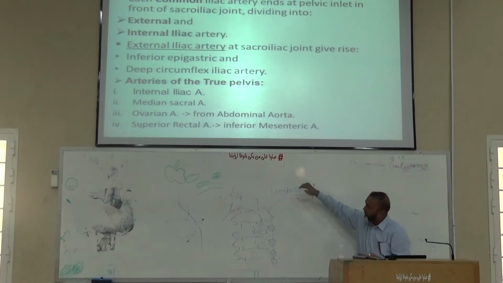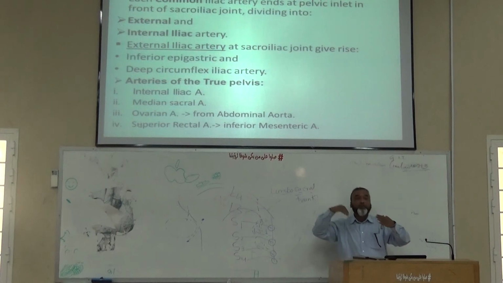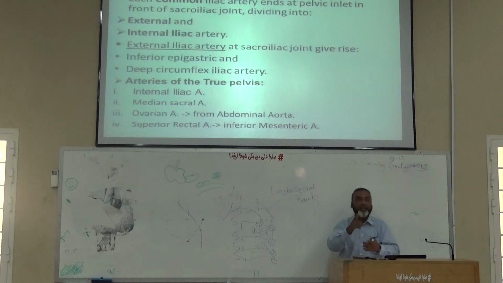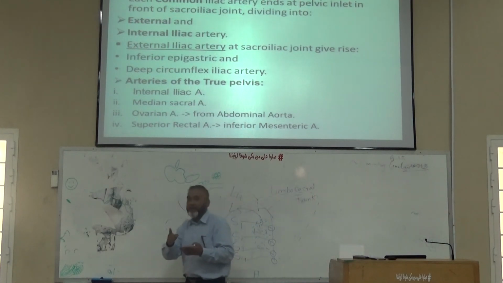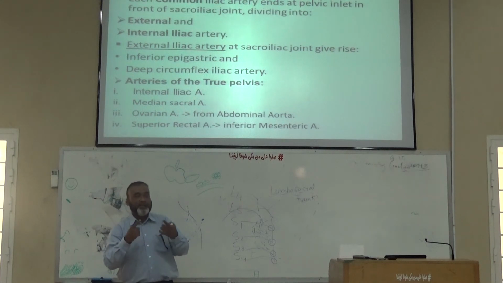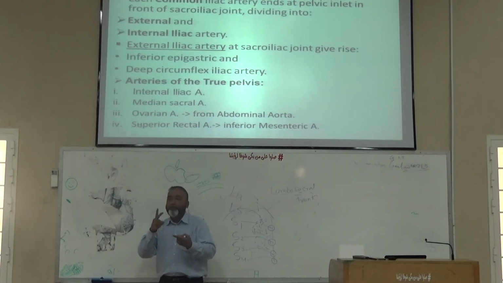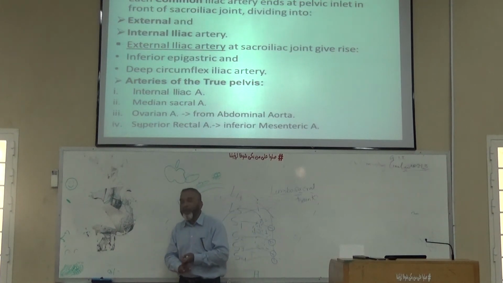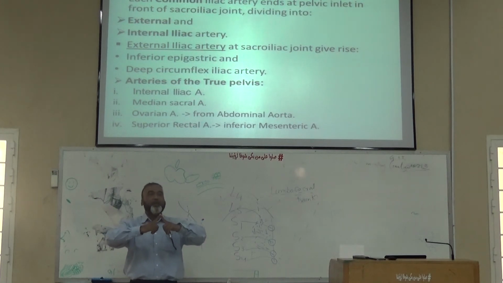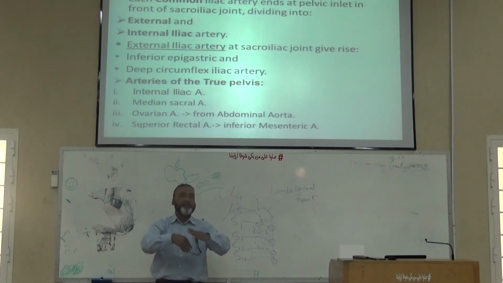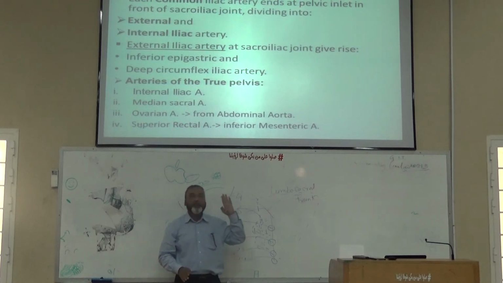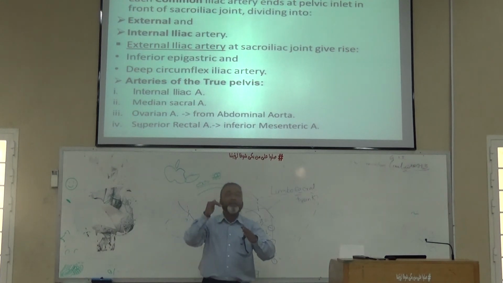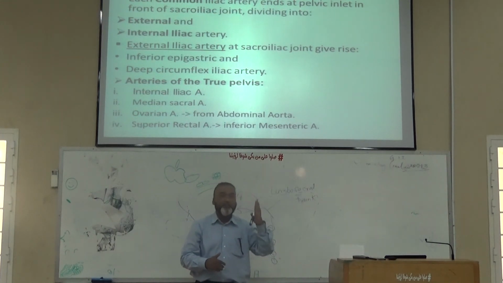The median sacral artery arises at the division of the common iliac artery, on the posterior aspect. It runs over the ventral aspect of the sacrum in the midline. This is the median, that's why it is named the median sacral artery. So, the ovarian artery arises from the abdominal aorta. Second, the median sacral artery arises at the division of the common iliac and then passes along the anterior aspect of the sacrum. Third is the superior rectal artery. It is the termination of the inferior mesenteric artery.